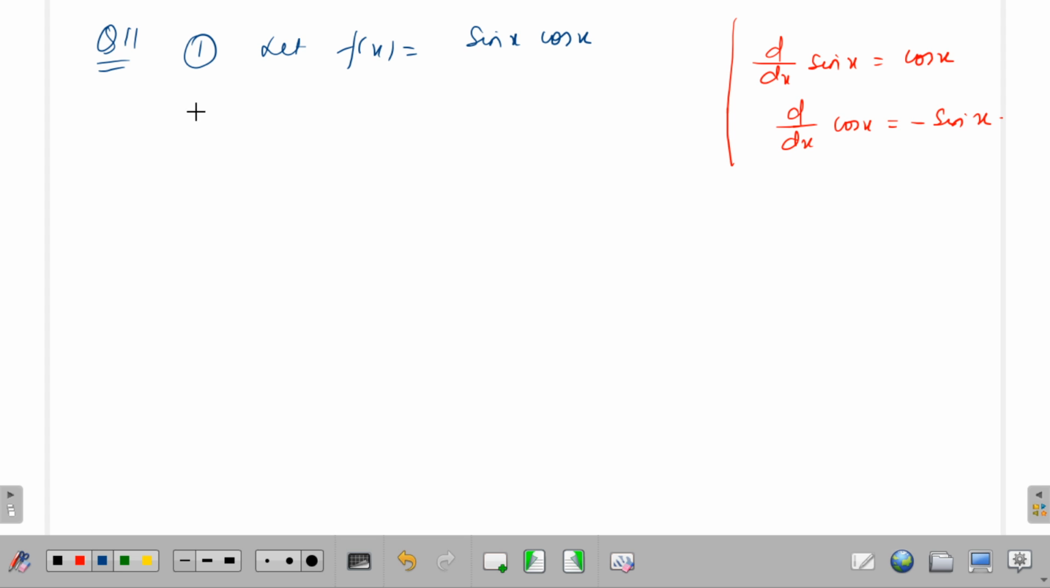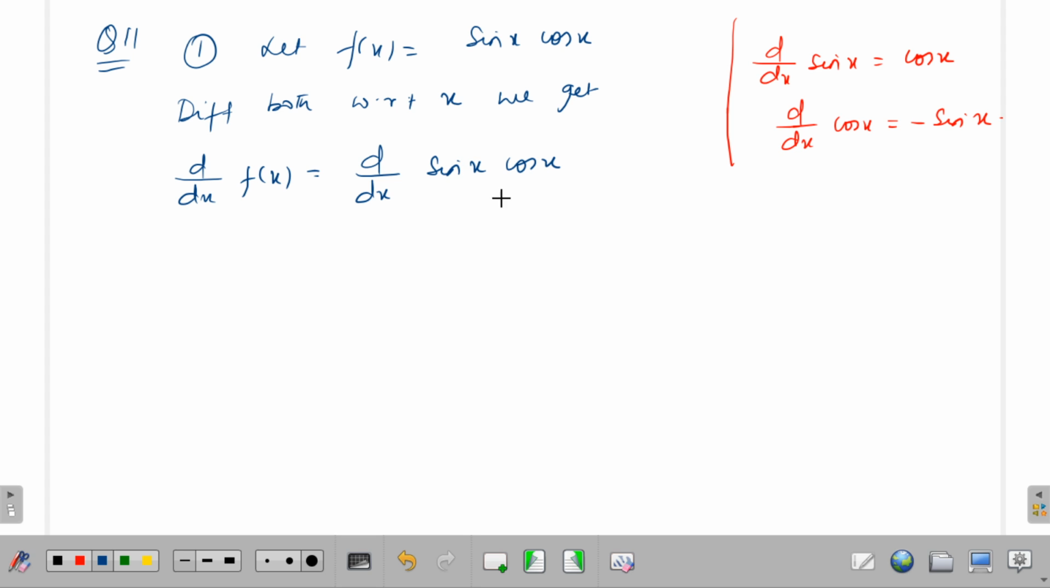So what I can do over here is, the next step, differentiating both with respect to x. I'll get d/dx of f(x) is equal to d/dx of sin x cos x. Now, if you can see, nothing is there between them, so that's nothing more than your product rule. So this will be u, this will be v. For the left hand side, I'll get f dash x. So d/dx of uv means u d/dx of v plus v d/dx of u.